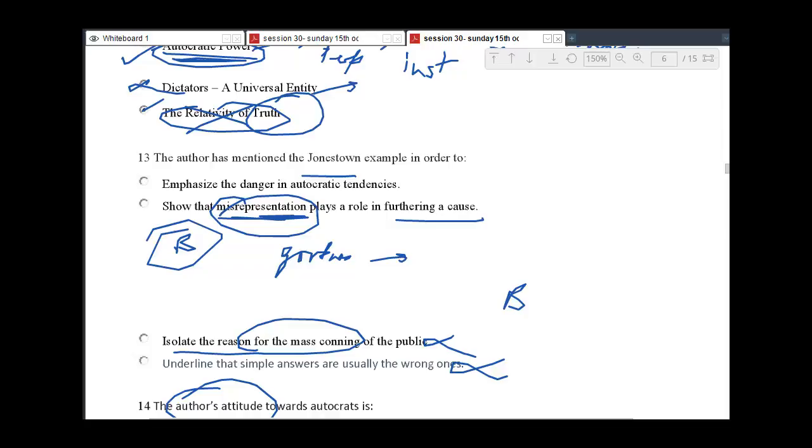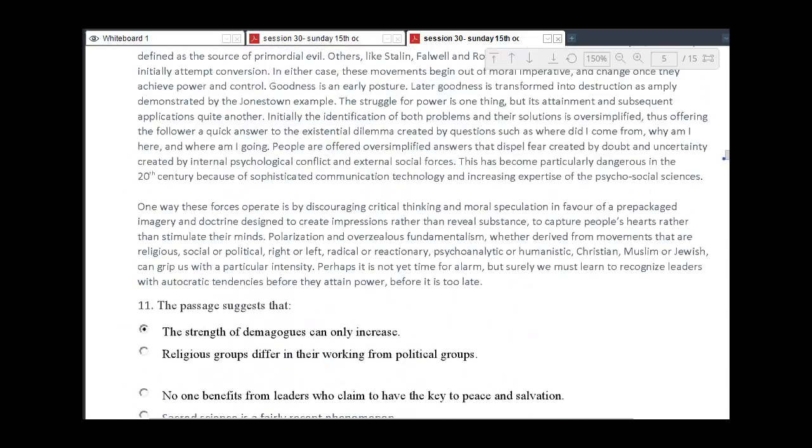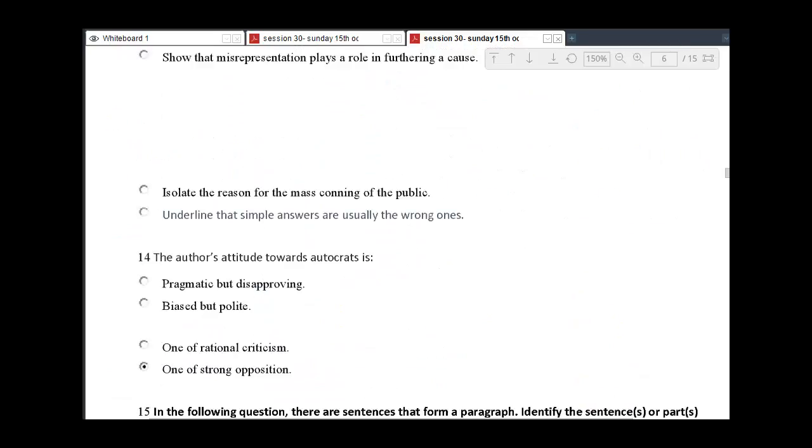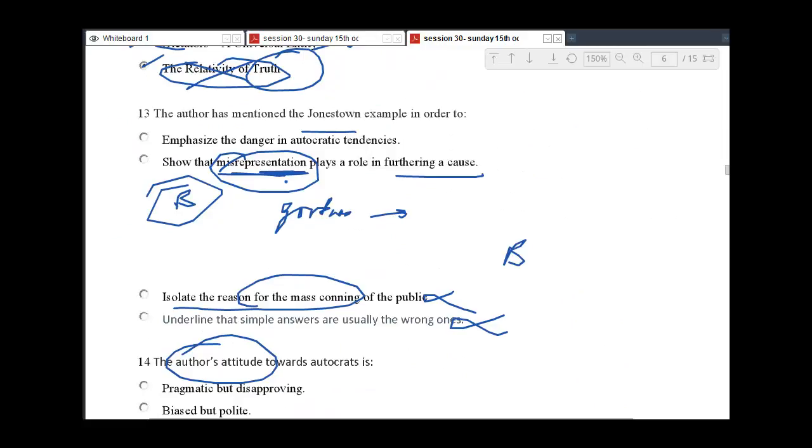Why not A? But is he emphasizing? He has given the example, right? You again see the answer, but you don't want to mark the right answer. It says here, Jonestown, for example. Now, what is Jonestown's example for? Goodness getting transformed into destruction, right? If goodness is getting transformed into destruction, and Jonestown is an example of that, that means initially he was good and later he became bad. So what do you think is the right answer? Is it that misrepresentation is happening?